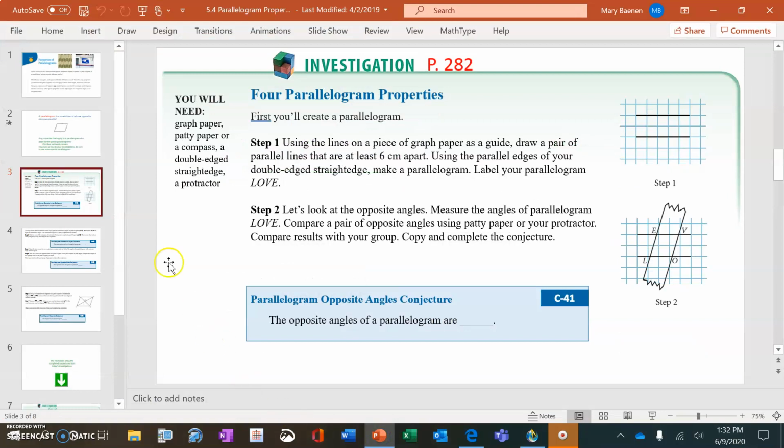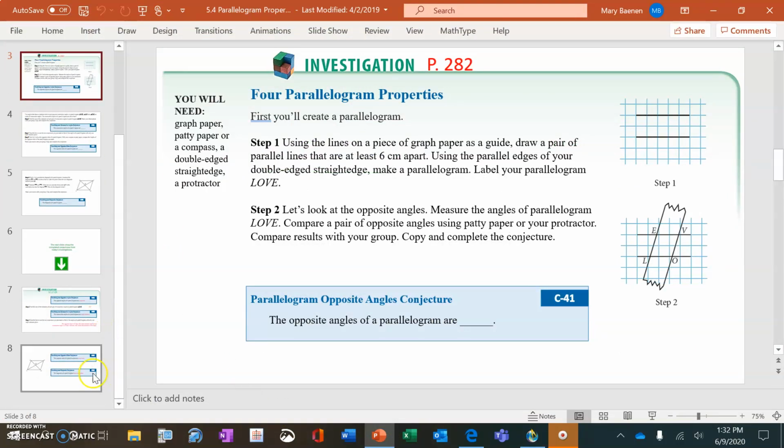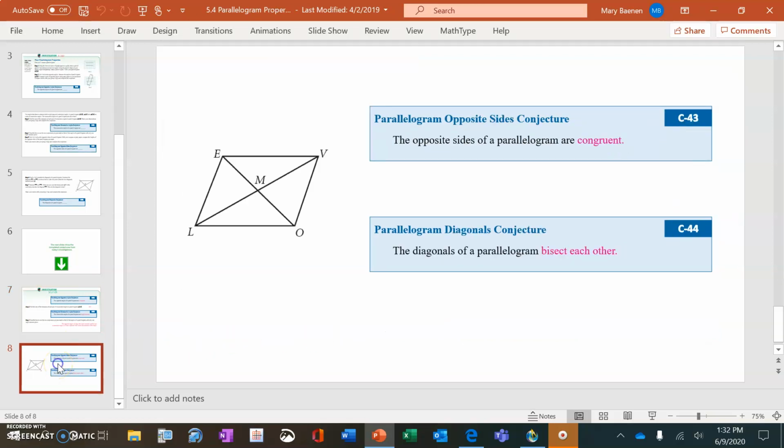If I go back to the lesson of the day, the class notes, the last 2 pages have these conjectures written out. So here's conjecture 41 and 42, and here are 43 and 44. So if you go to the class notes and look at those last 2 pages, we'll be able to copy the conjectures for lesson 5.4.